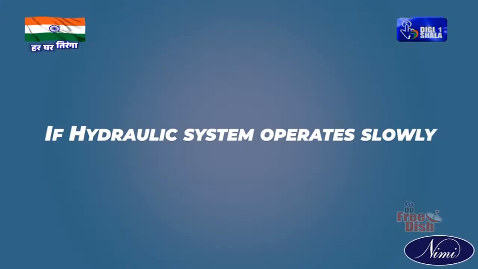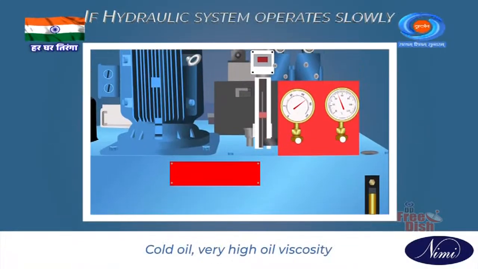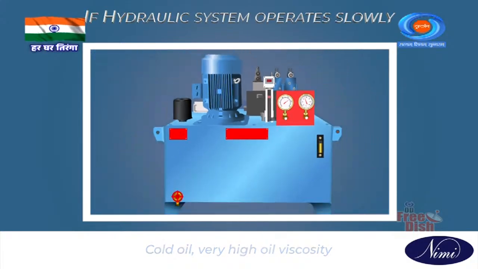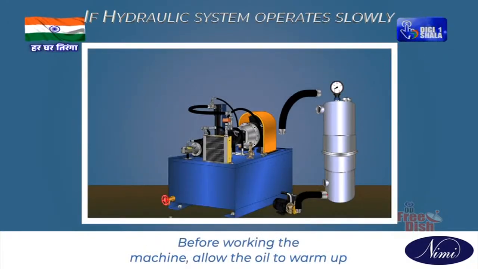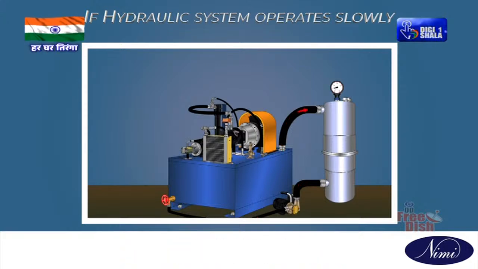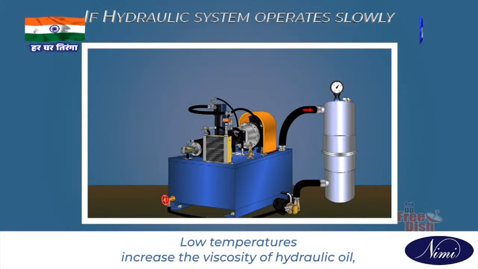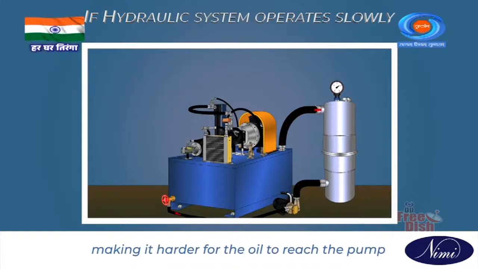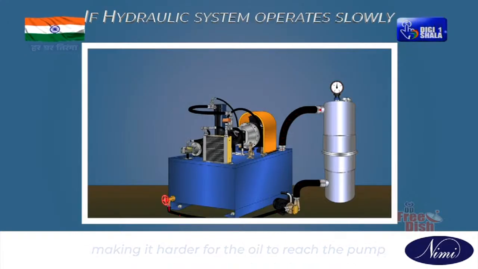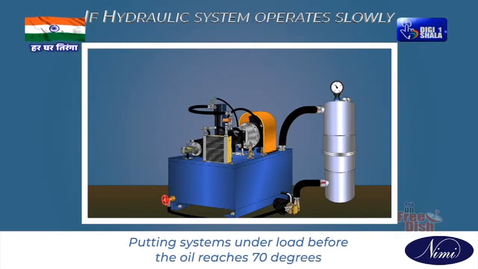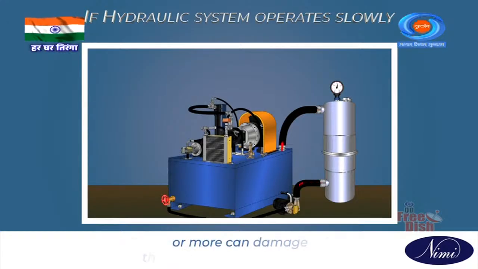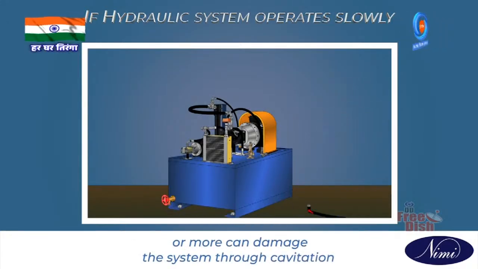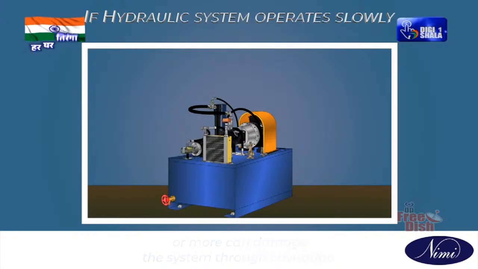If the hydraulic system operates slowly, the cause may be cold oil or very high oil viscosity. Before working the machine, allow the oil to warm up. Low temperatures increase the viscosity of hydraulic oil, making it harder for the oil to reach the pump. Putting systems under load before the oil reaches 70 degrees or more can damage the system through cavitation.